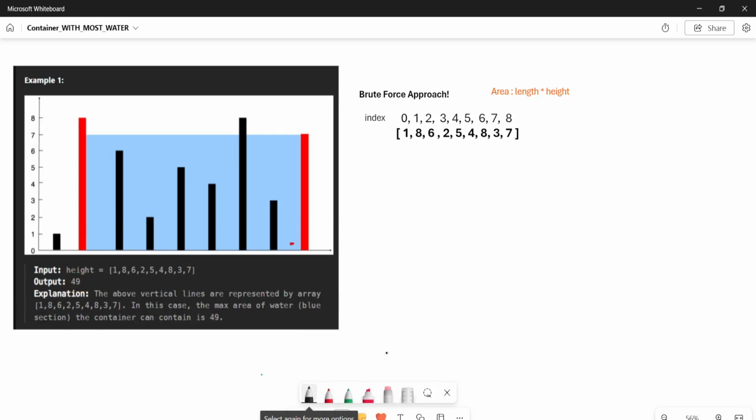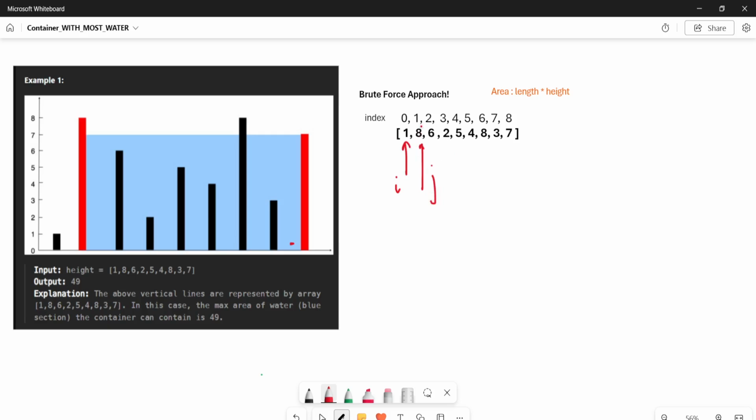We can have the brute force approach. What is the brute force over here? We can have the two pointers, with two for loops, i and j, and we will keep on checking the area between those two pointers.